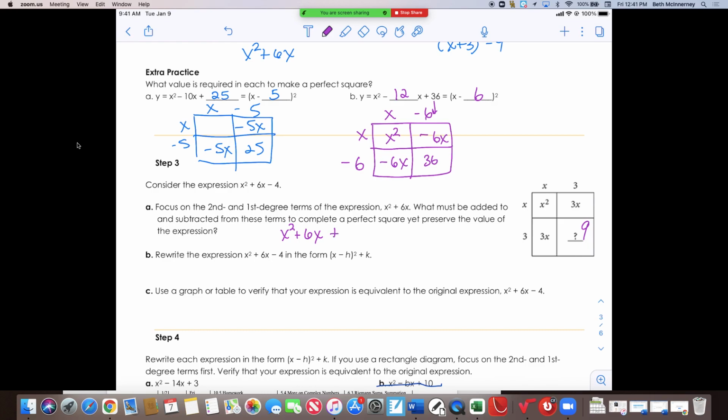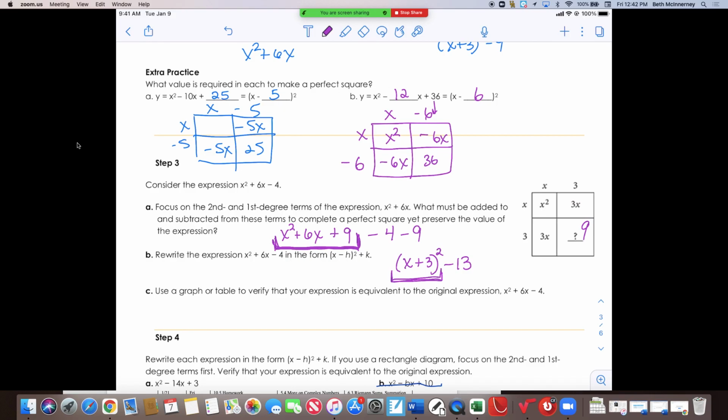So if I add 9, now here's where my minus 4 comes in, and then I actually have to subtract the 9, because you can't just randomly add a number in an expression. You just can't do that. So this would become x plus 3 squared minus 13. This piece right here is represented in x plus 3, the quantity squared.